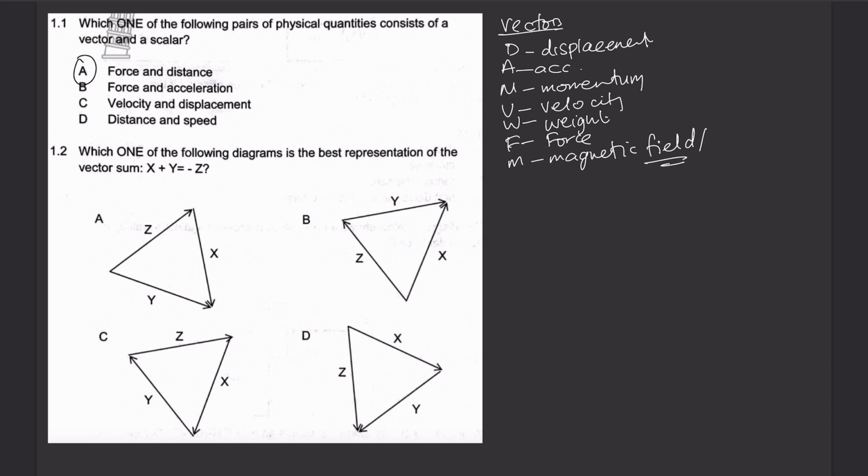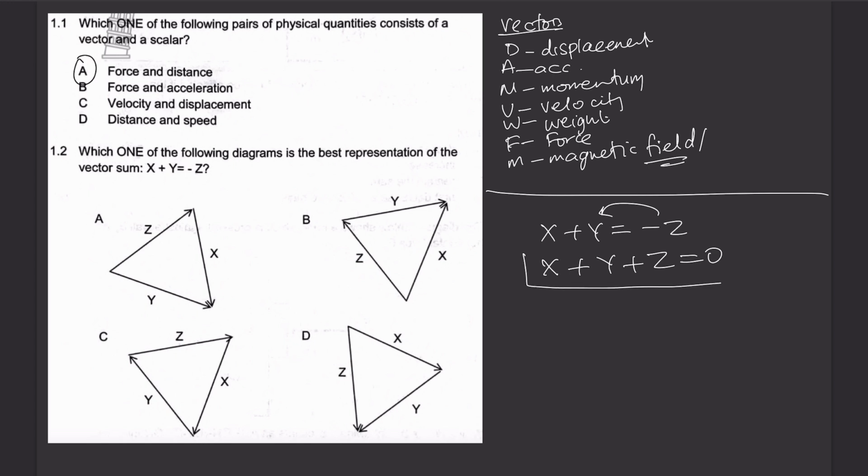Question 1.2, which one of the following diagrams is the best representation of the vector sum x plus y equals minus z? Now, you look at this question immediately and you'll think, oh gosh, what is this? So really all you've got to do here is take the minus z across. So you have x plus y equals minus z. Take that across, and then you've got something more familiar. x plus y plus z equals 0.